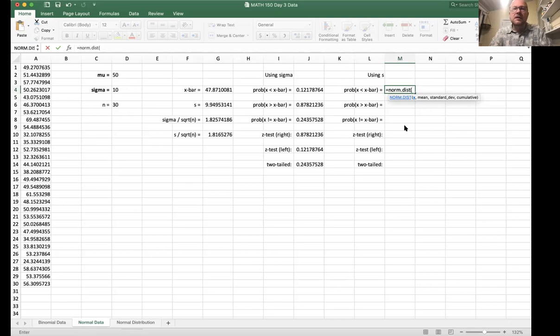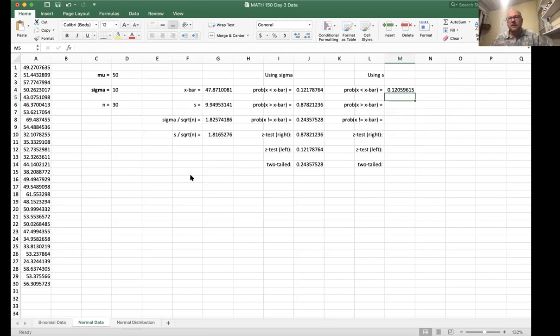So our probability: you have the x, and that's going to be the x bar, comma, the mean, that mu, comma, the standard deviation. Now, this time we're going to use the s over square root of n, not the sigma over the square root of n. And then comma, not cumulative, but the word true. Notice that we got 0.120596 something or another. That's super duper close, right?